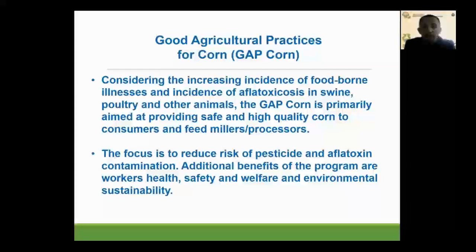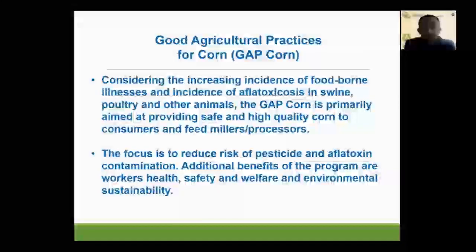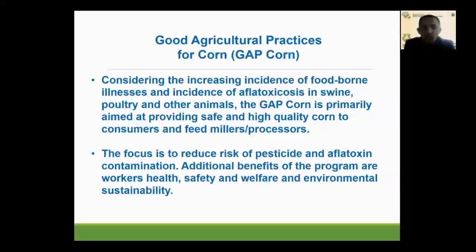As was discussed by Dr. Yap a while ago, a big factor in production is our knowledge of the land that we are tilling. I'll be discussing that further on the next slides. This GAP for corn is focused on reducing the risk of pesticide and aflatoxin contamination. There are additional benefits of the program for workers with regards to their health, safety, and welfare, including environmental sustainability.